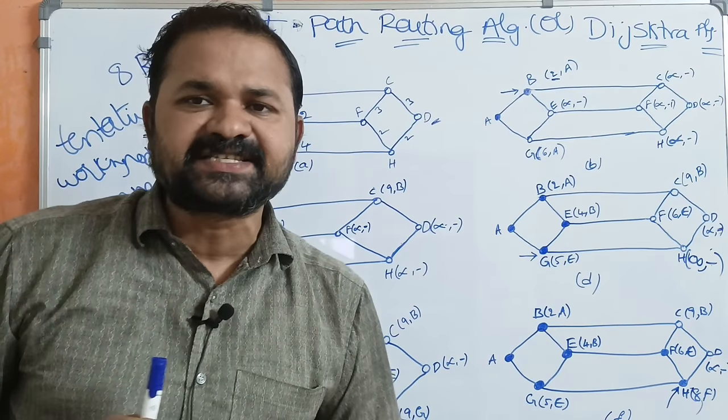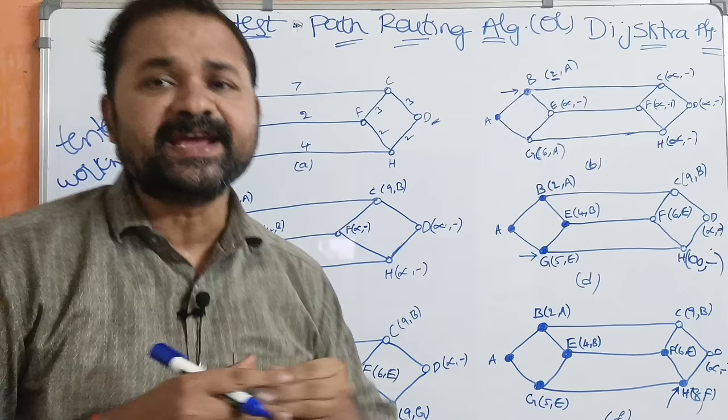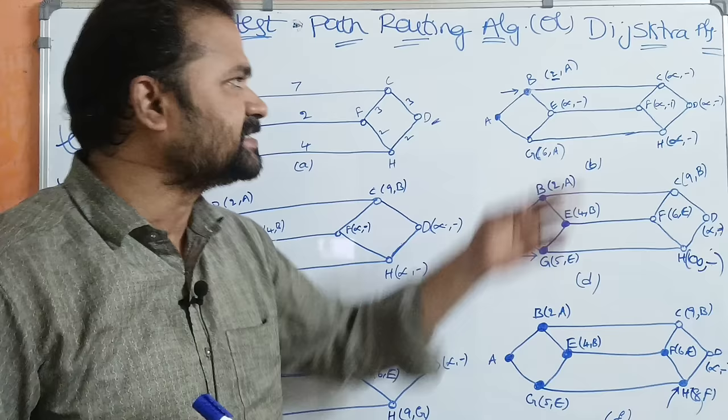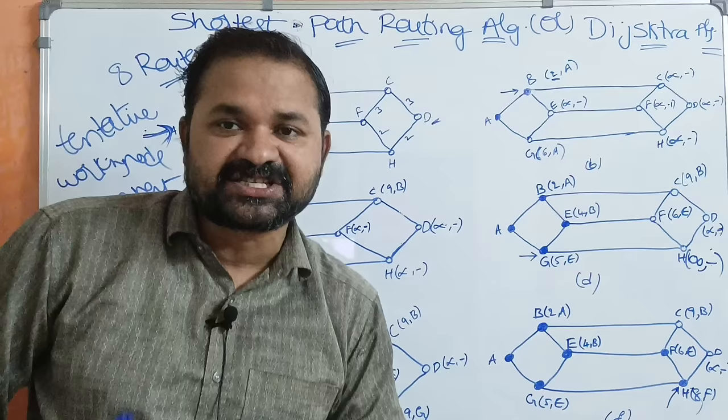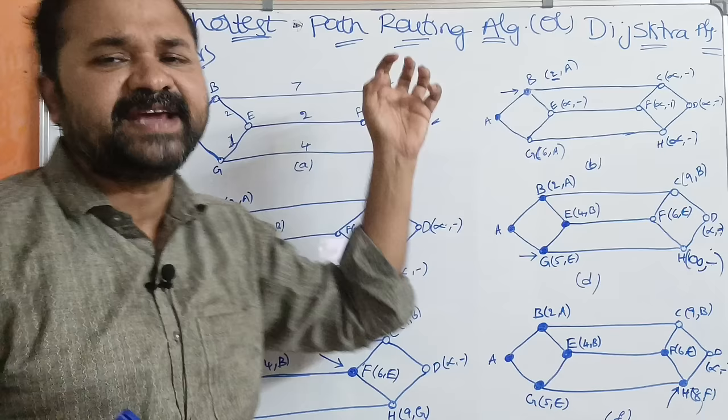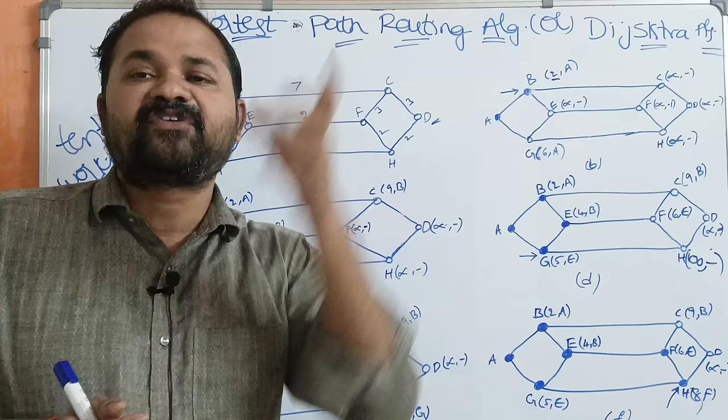Let us discuss the shortest path routing algorithm. This algorithm can also be called the Dijkstra algorithm. Why? Because this algorithm was developed by Dijkstra. So Dijkstra is nothing but the developer's name. Here our major aim is to find the shortest path from the source router to the destination router.